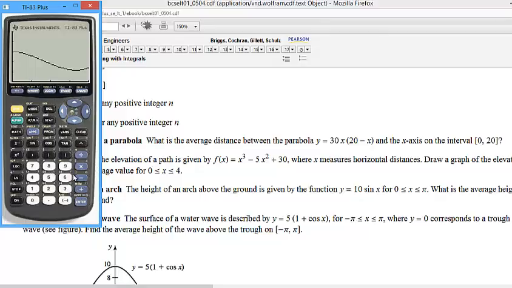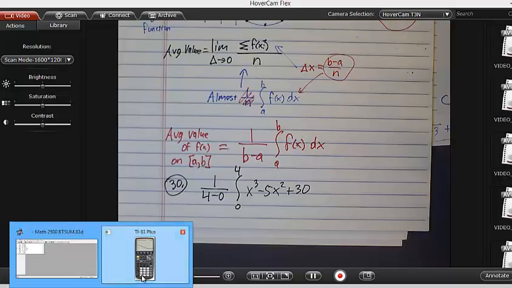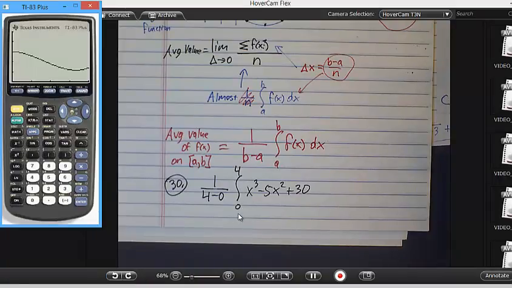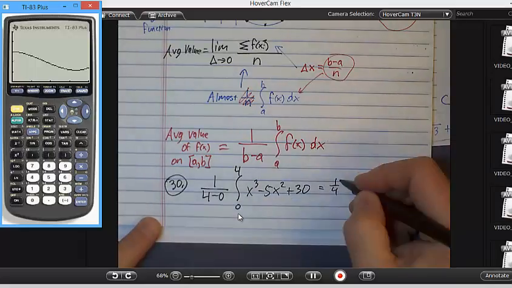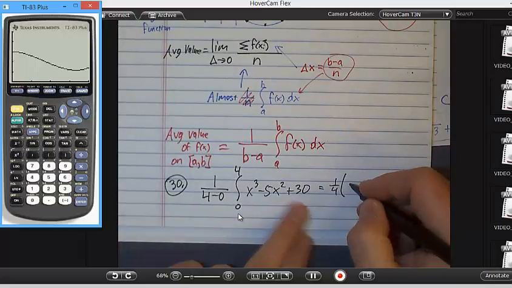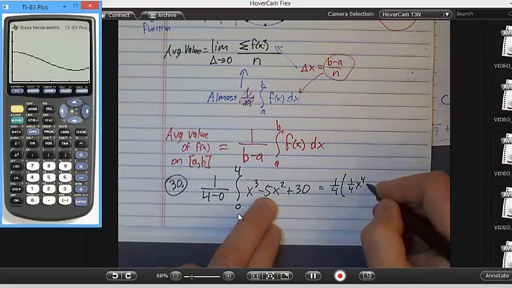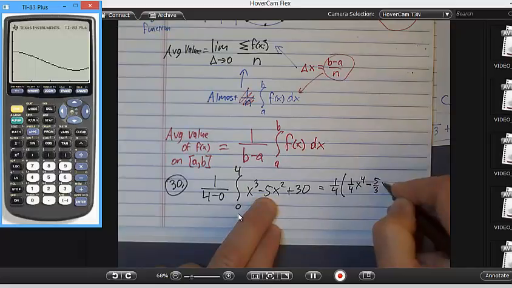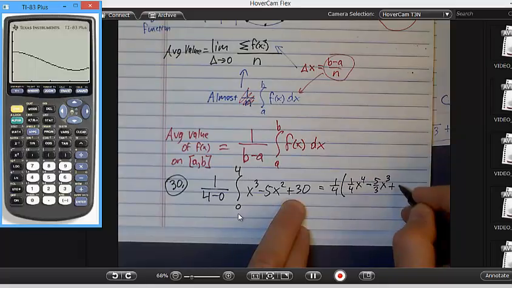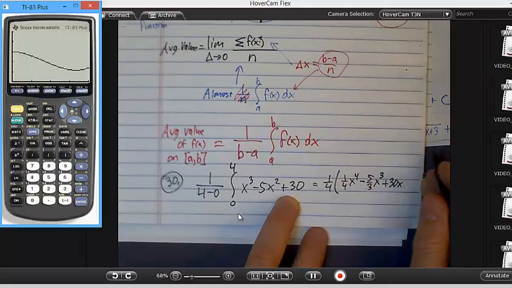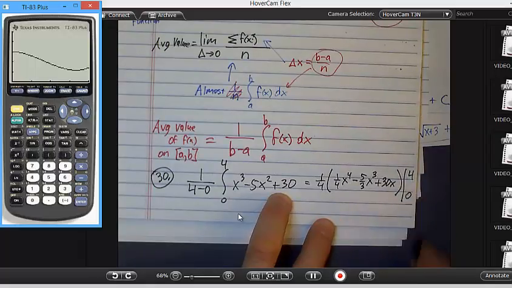So here I go. Let me throw that back up for you. Right? And so I get, let me integrate this, 1/4 is what 1 over 4 minus 0 is. And then I get 1/4 of x to the 4th minus 5/3 of x cubed, because that's what's going to happen to those constants. And then plus 30x. I don't need to put plus c. I just need to put a 0 and a 4 here.